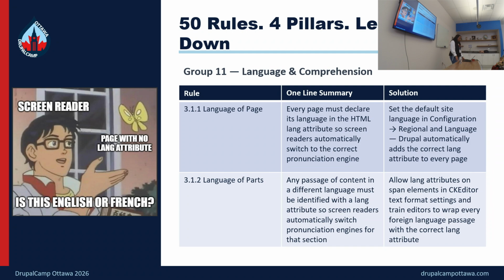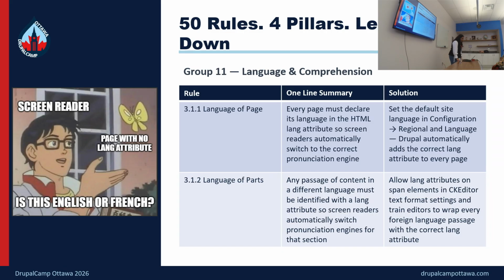Moving on to the next one, that is 3.1.2, language of parts. So if you have any blocks inside your page that are in another language, for example French, you need to mention the attribute that this block is now in French, so that the screen reader can pronounce the block properly. Simple solution: allow lang attributes on span elements in CKEditor text format settings, and train your editors to wrap everything inside the foreign language block. So it's good with the screen readers.